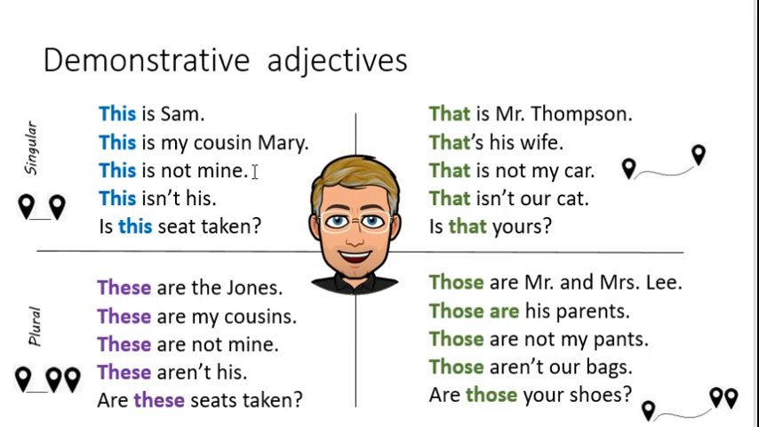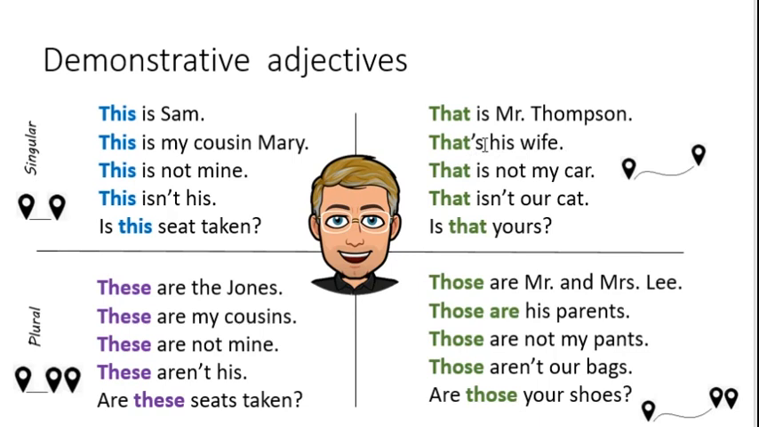Let's look at other singular examples. Now, this time a few feet away. That is Mr. Thompson. Well, Mr. Thompson is not next to you. Mr. Thompson is maybe a few feet away from you. Mr. Thompson could be, for example, the teacher, in the front of the classroom, and you are in the back of the room. So there's a distance between the two of you. So you say, that's Mr. Thompson.